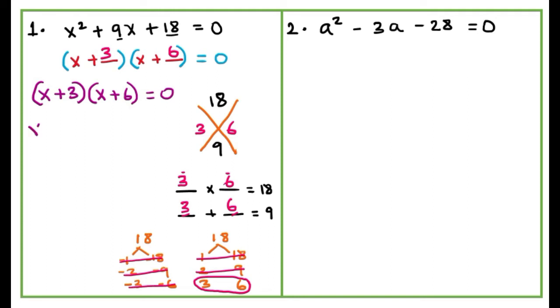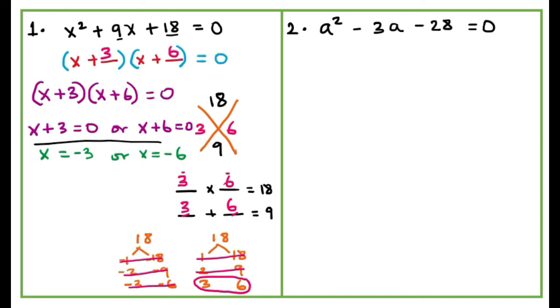So x plus 3 equals 0, or x plus 6 equals 0. And you see that x equals -3, or x equals -6. So these are the solutions to our quadratic equation.